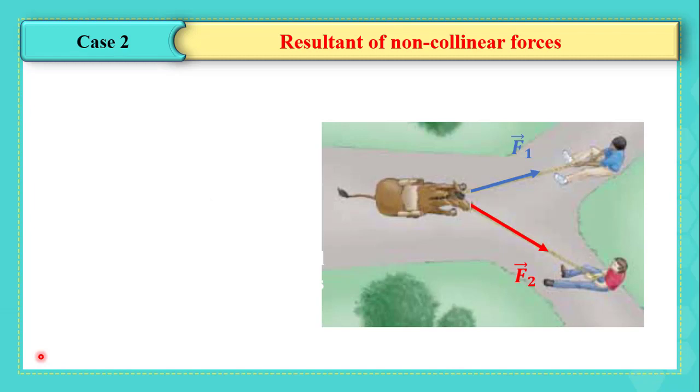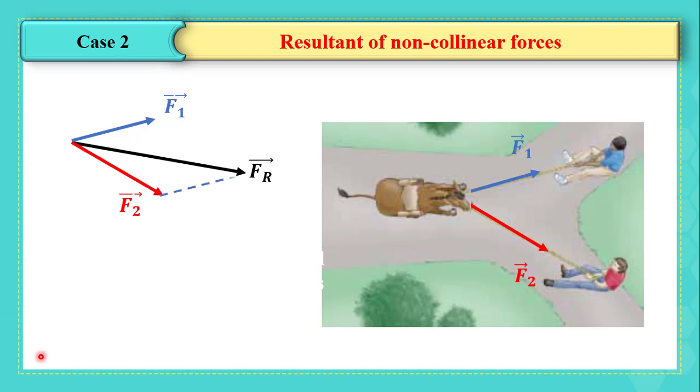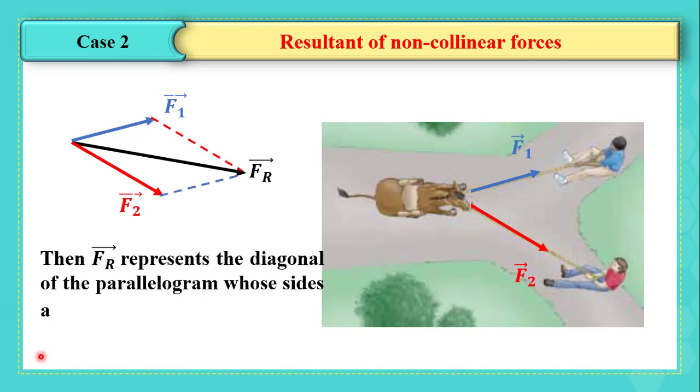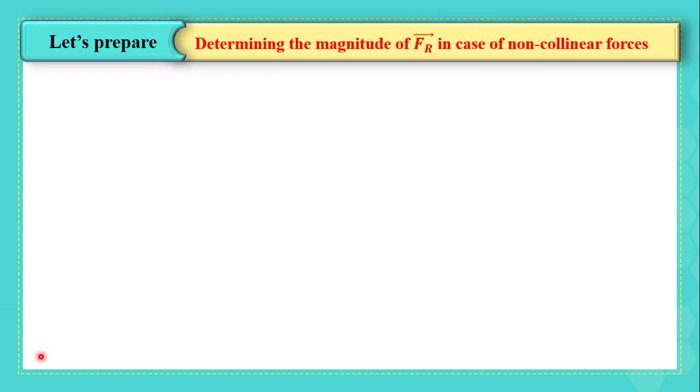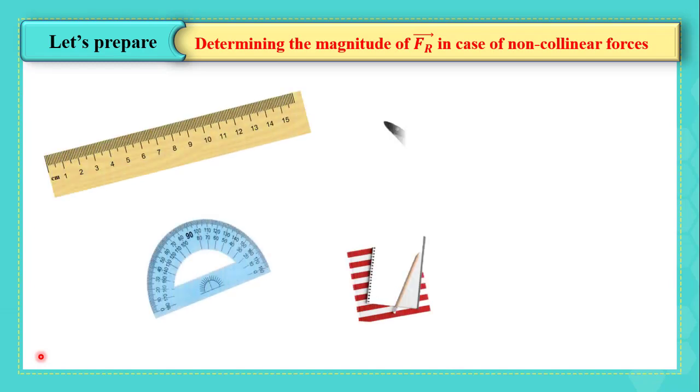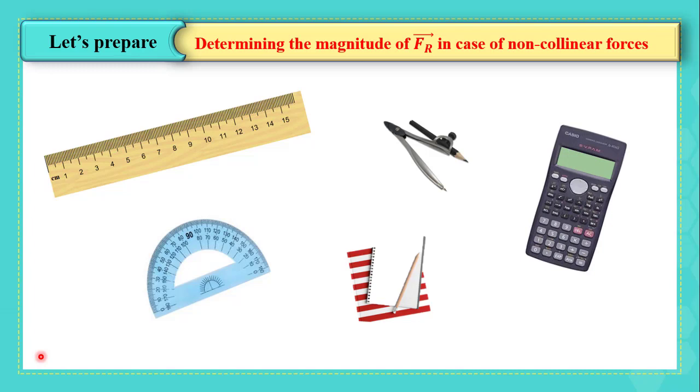After we represent the forces on the same point and after we trace the movement of the mule, which is along the resultant force Fr, we notice that Fr is the diagonal of the parallelogram whose sides are F1 and F2. Then, to find the magnitude of Fr in the case of non-collinear forces, let's prepare our notebook, a ruler, a protractor, a compass, and a calculator.